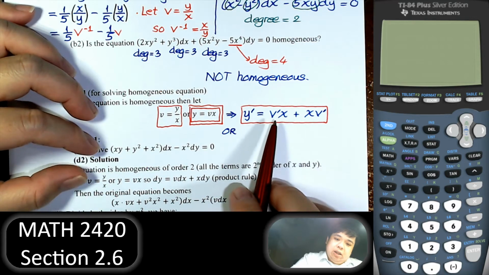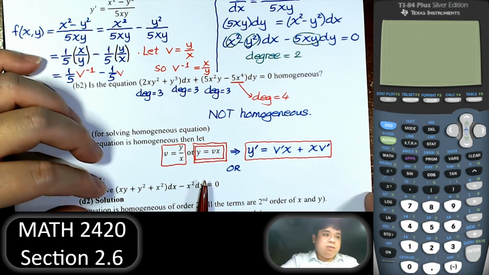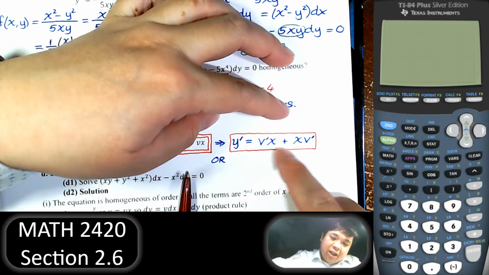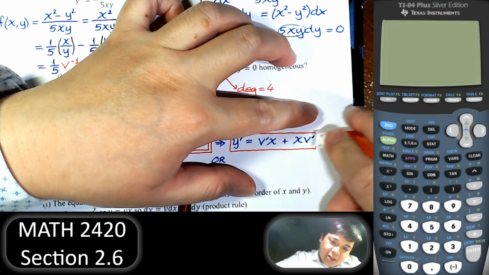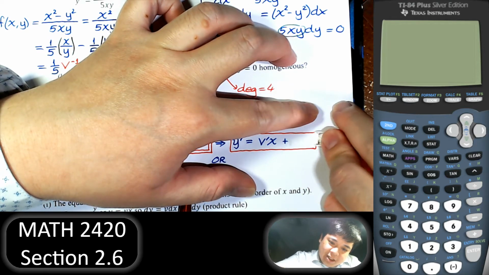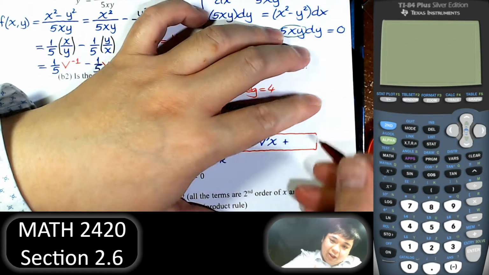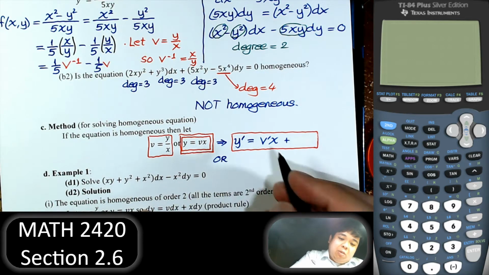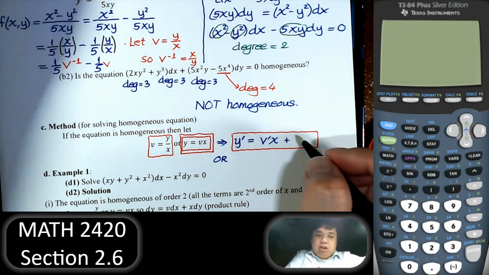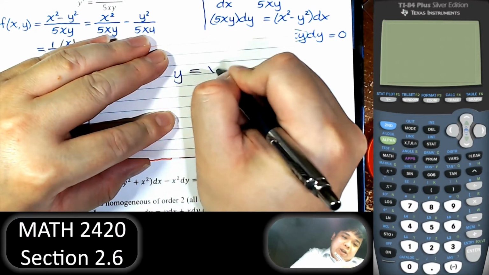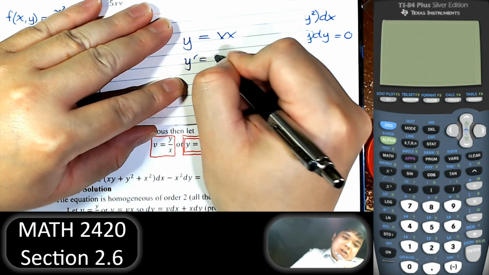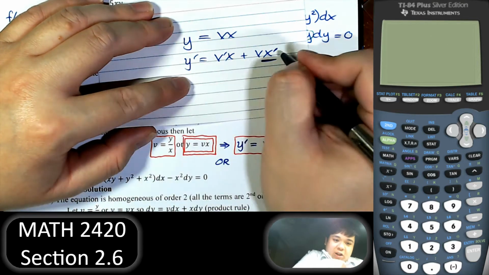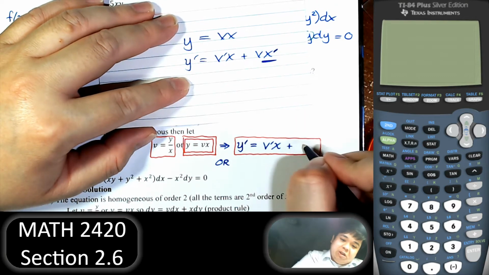By the way, that is completely wrong. Yes, so v prime x plus v x prime, right? Let me just write this. y equal to vx. y prime is v prime x plus vx prime. Derivative of x with respect to x is 1, so we just have plus v.